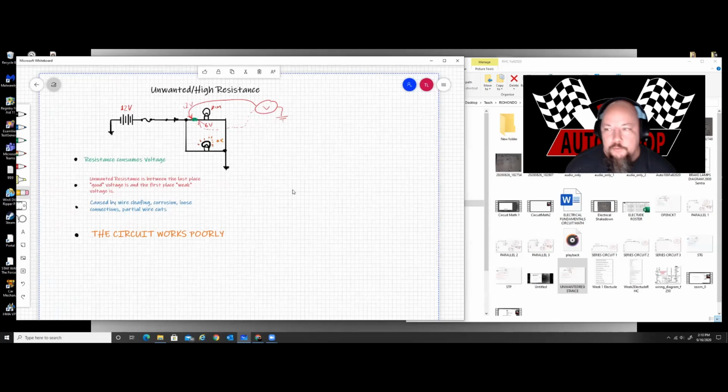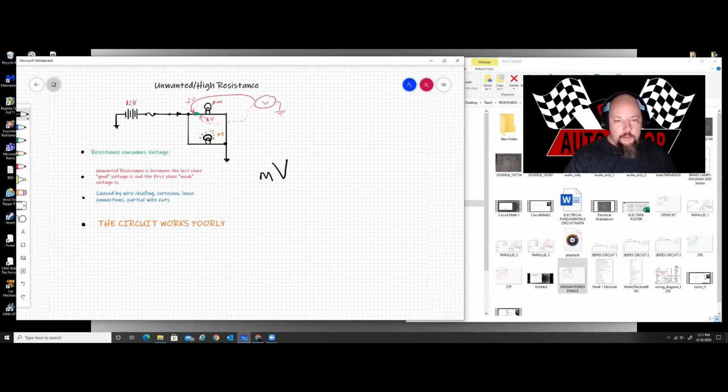If this looks familiar, it's because it works very closely to how an open works. We must remember when dealing with a resistance concern that resistance consumes voltage. Resistance is going to use up voltage, so if it happens where I don't want it, it's going to rob the rest of the circuit. Unwanted or high resistance is between the last place you had good voltage, and I put that in quotes, your good voltage reading that you want, and the first place you had weak voltage, not no voltage, weak voltage.